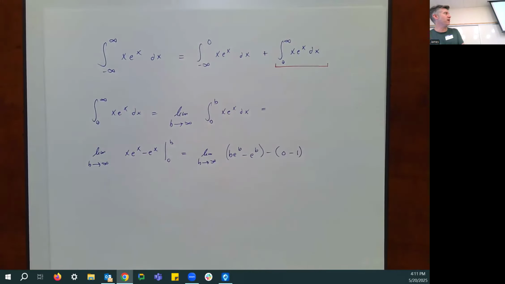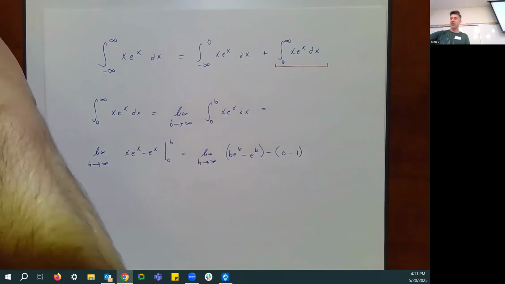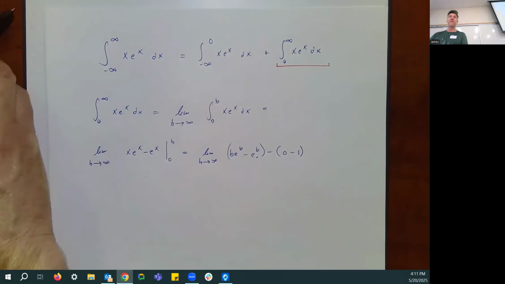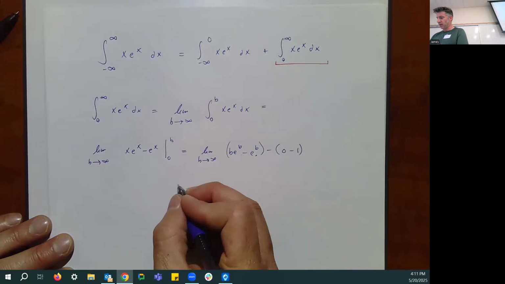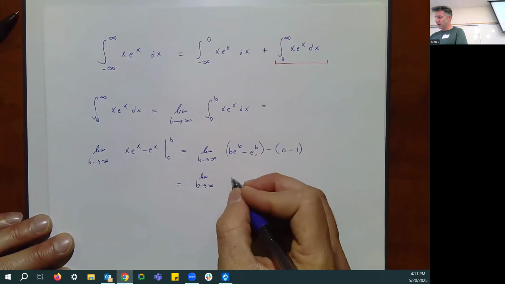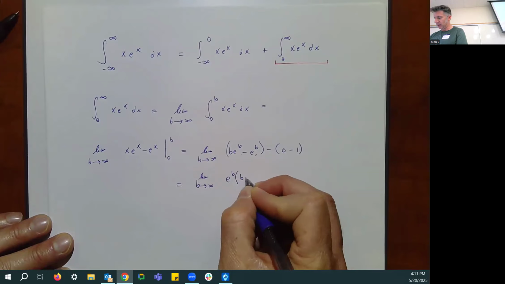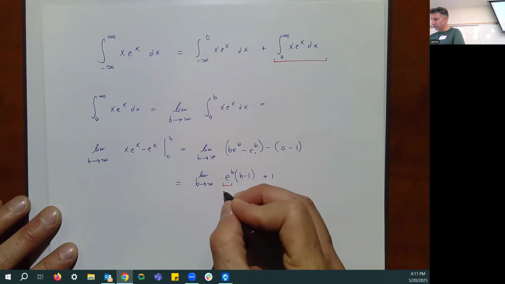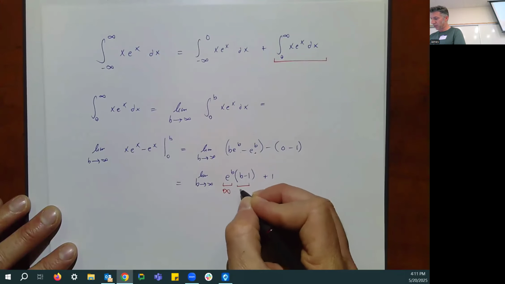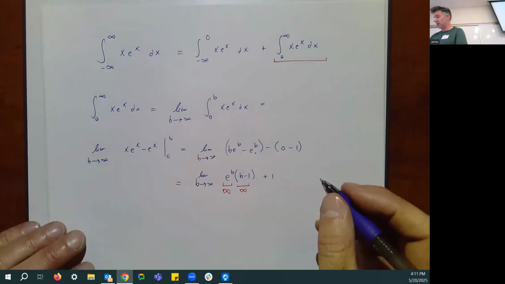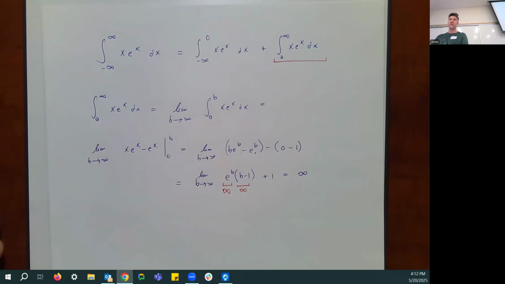Now you might think here, I have another indeterminate form. I don't really, but it kind of looks like I do because I have an infinity minus infinity, which is an indeterminate form. But you can fix it by factoring out the e to the b and write this as the limit as b goes to infinity of e to the b times b minus 1 plus 1. And now you have e to the b going to infinity and b minus 1 also going to infinity. And infinity times infinity is just big. It's infinity. So this thing definitely diverges to infinity.